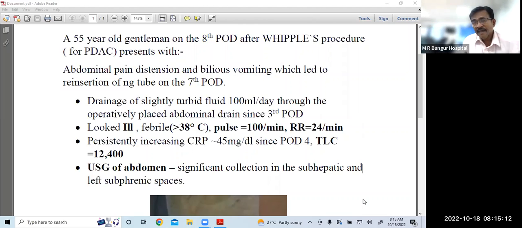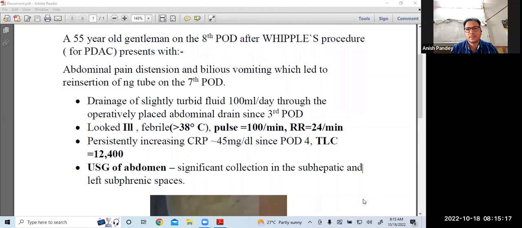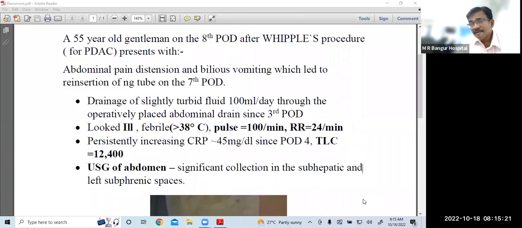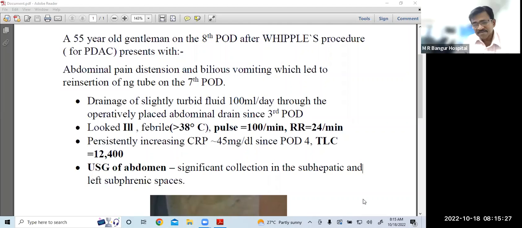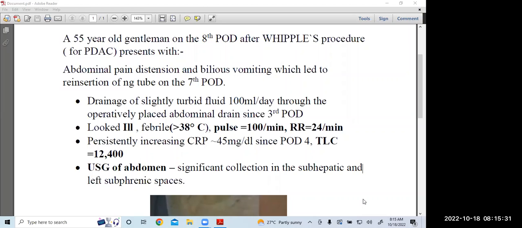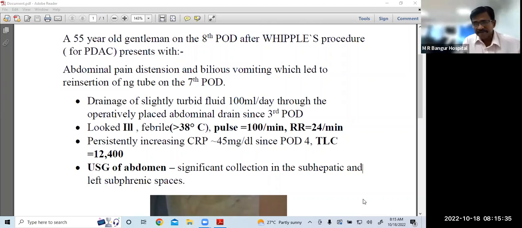And with regard to intervention? Required urgent intervention, sir. What intervention? If you are just doing a pigtail drainage, that is not the situation of grade C. Minor intervention is grade B. But if the patient requires major intervention, then it becomes grade C.